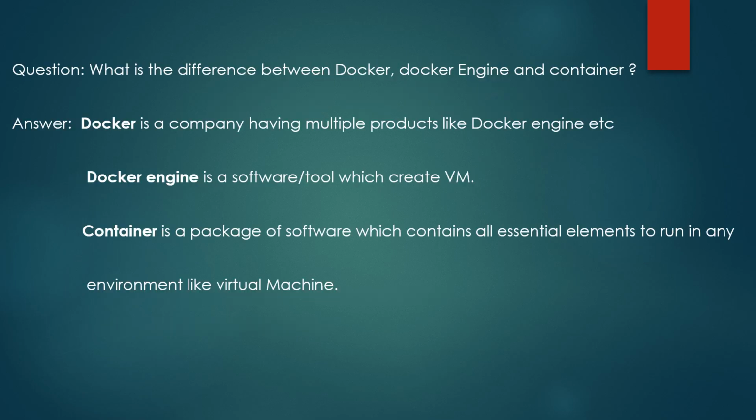So the first question is, what is the difference between Docker, Docker Engine, and container? Docker is a company name having multiple products like Docker Engine, etc. Docker Engine is a software tool which creates virtual machines, and a container is a package of software which contains all essential elements to run in any environment, like a virtual machine. So this is the difference between Docker, Docker Engine and container. Coming to the next question.